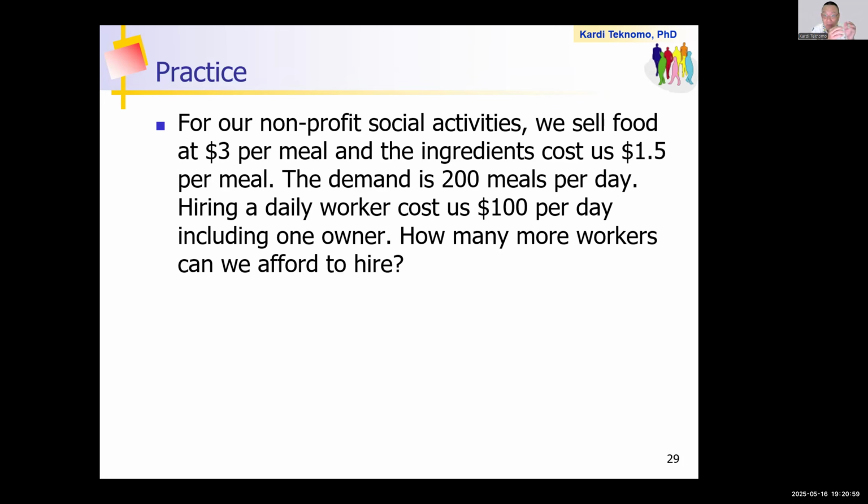So this is a non-profit social activity. We sell food at $3 per meal, and the ingredient costs us 1.5. This is non-profit. The demand is say like 200 meals per day. Then you hire daily workers, say $100 per day, including one owner. So question, how many more workers can we afford to hire?